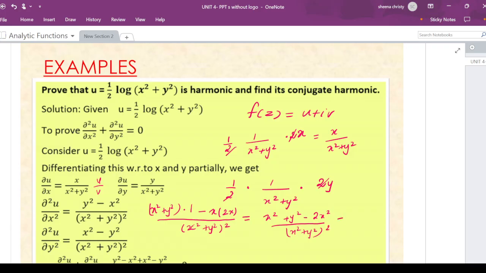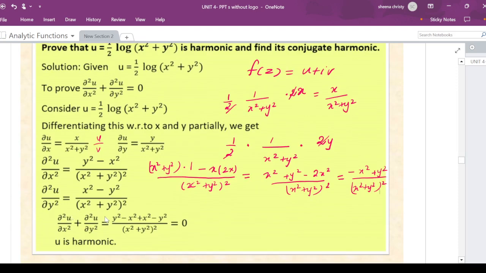So you can observe here that you are having y square minus x square divided by x square plus y square whole square. Similarly, you can find dou square u by dou y square. Then adding both, you get the answer as 0. Therefore, we observe that u is harmonic.